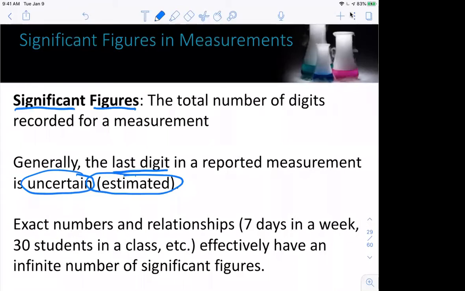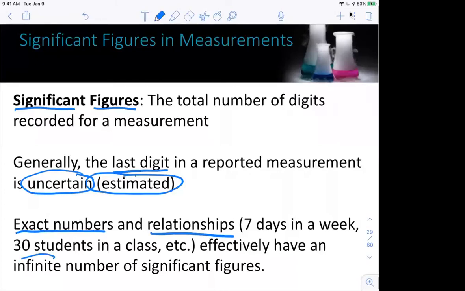Not all numbers are measured numbers. There are also exact numbers and relationships. I know that there's 7 days in a week, and that's a certainty. I know that there are 30 students in a class, or I have $10 in my bank account. When it's a certain thing, like an exact number, which is counting, or a relationship, which is more of a definition, 1 week equals 7 days, right?